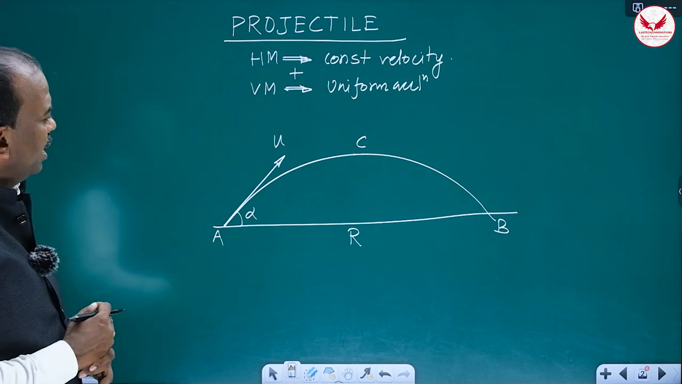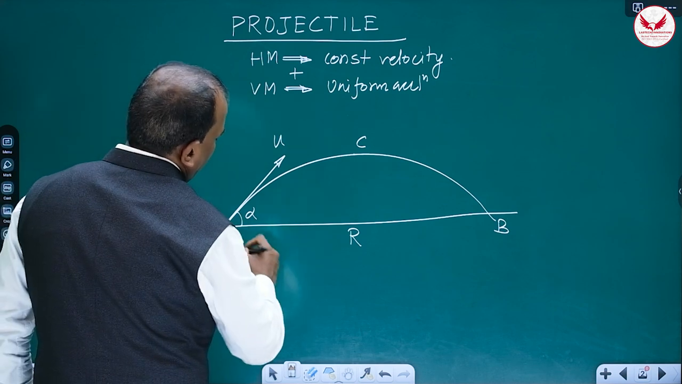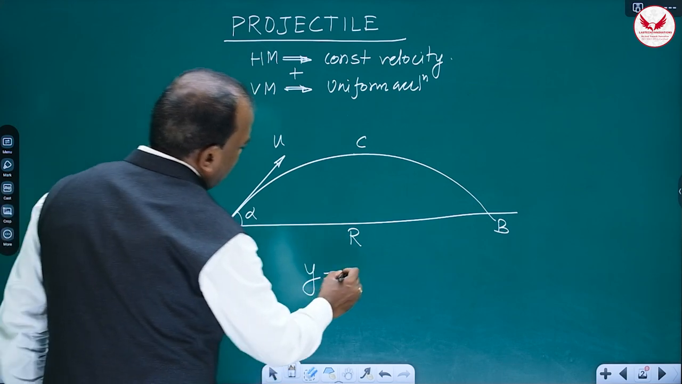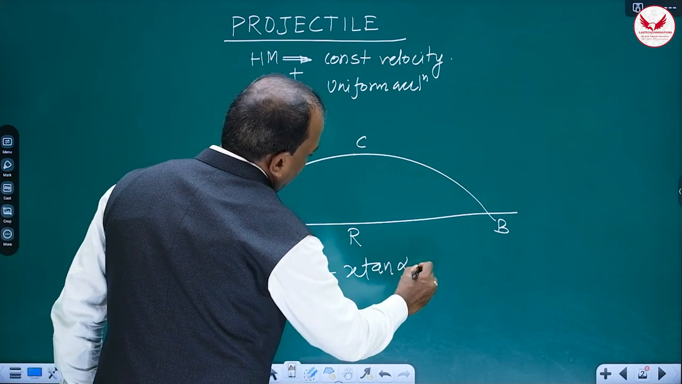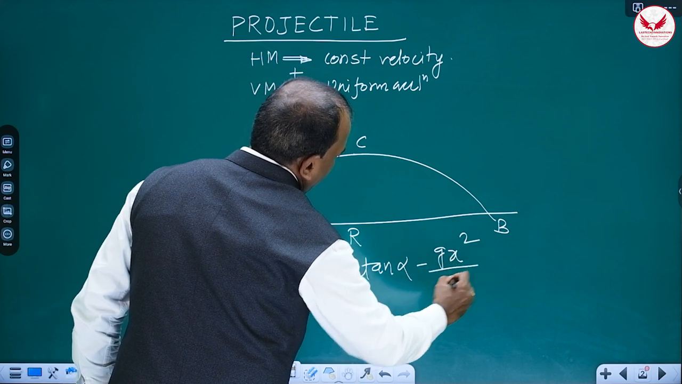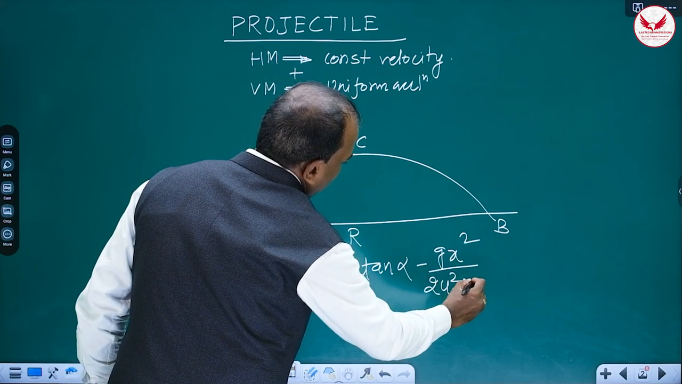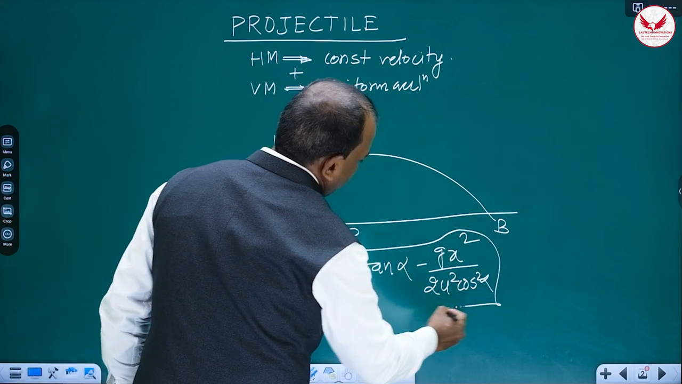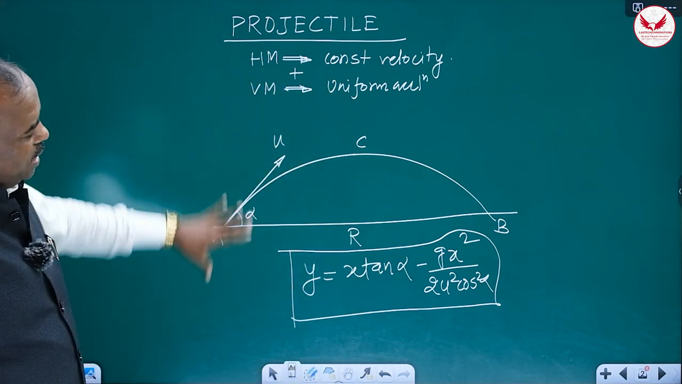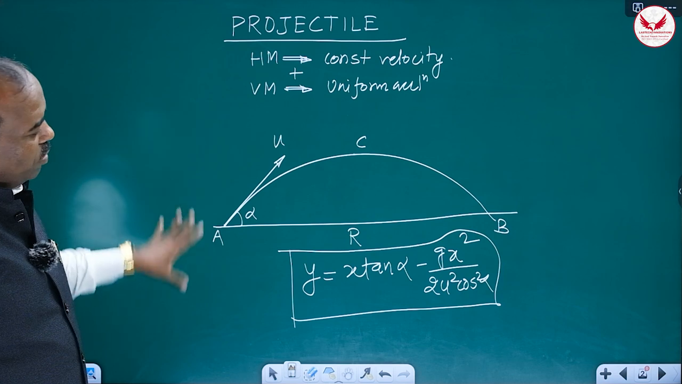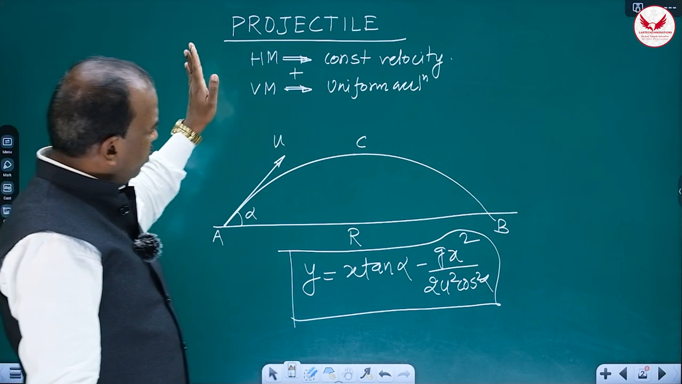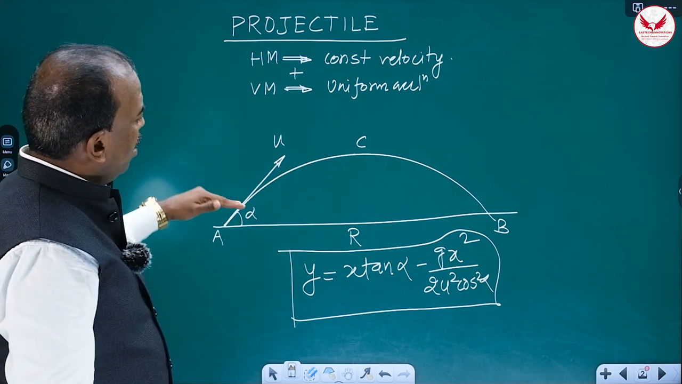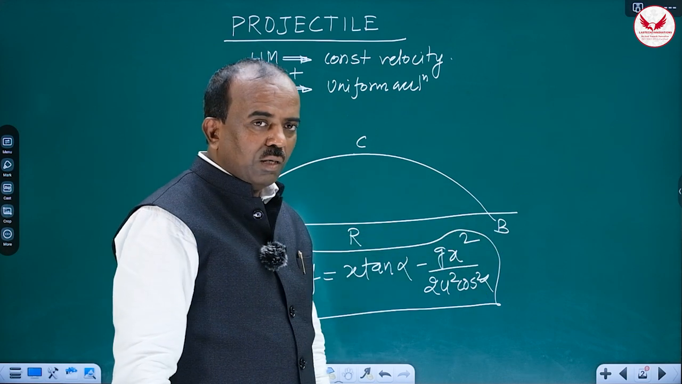I'll not explain all in detail, but the general equation of a parabola, for a projectile, is y = x tan alpha minus g x square by 2 u square cos square alpha. Many problems can be solved directly by using this formula, or you can use the basic concept. Whatever you feel better, you can use. If you know these basics, we can solve many problems easily, and apart from this, try to remember this general formula also.